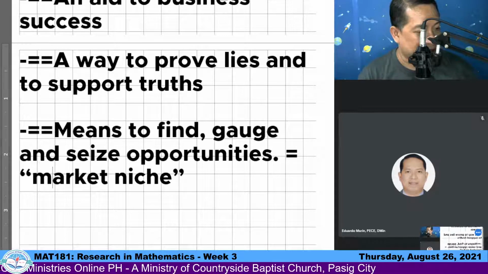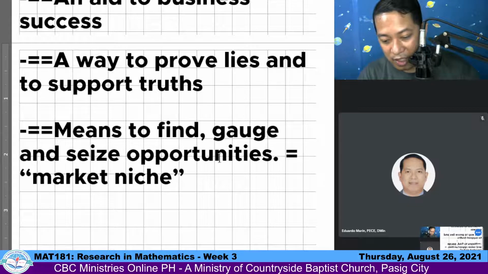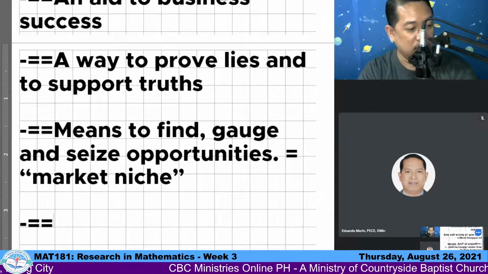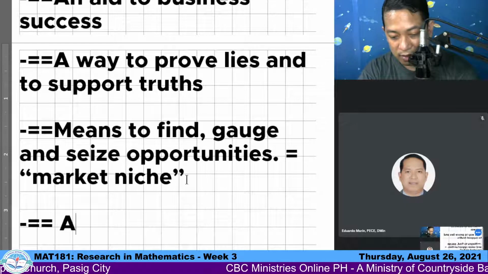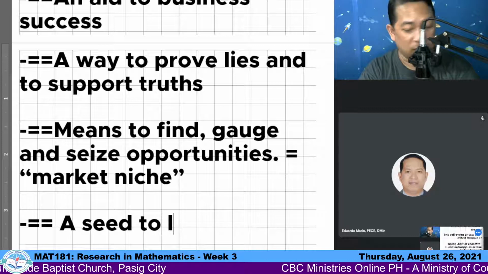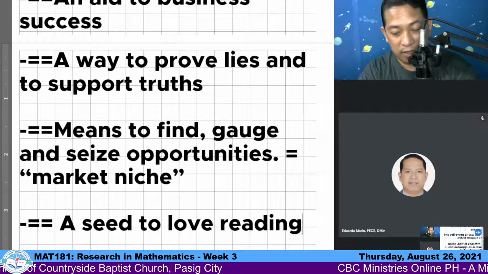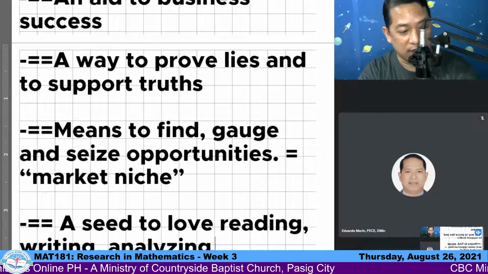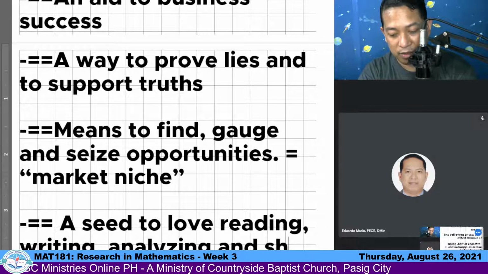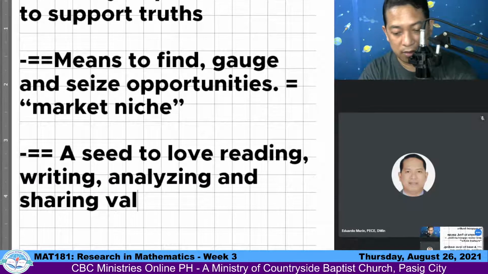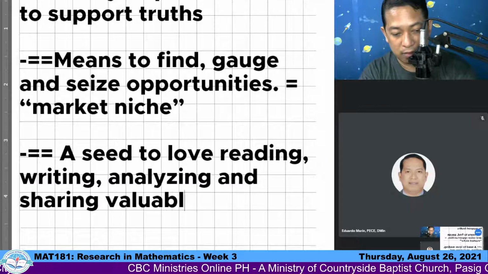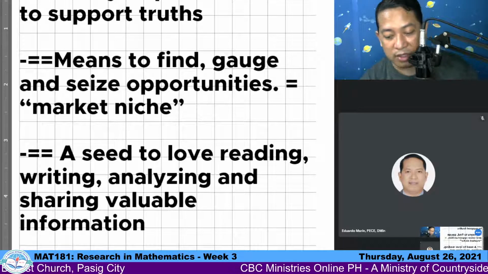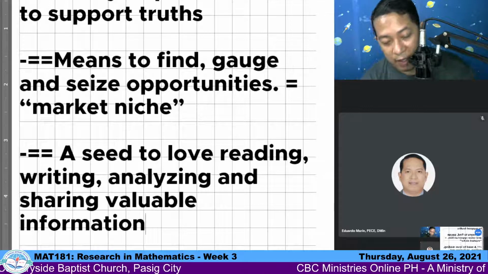In number 6, and this is for educators like us, an important aspect of research: research is a seed to love reading, writing, analyzing, and sharing valuable information. So research could be a basis, a seed, a foundation.